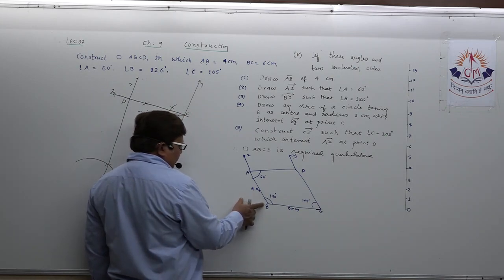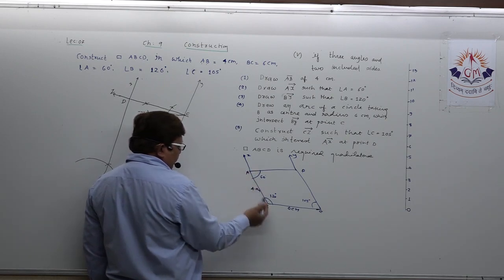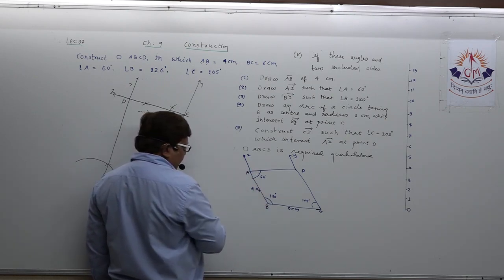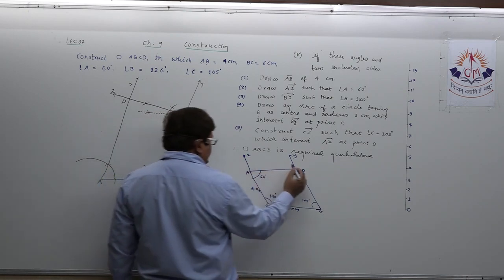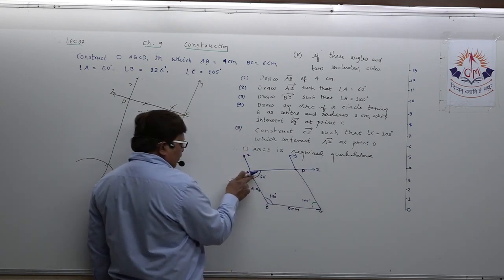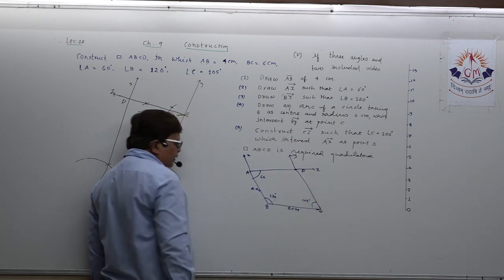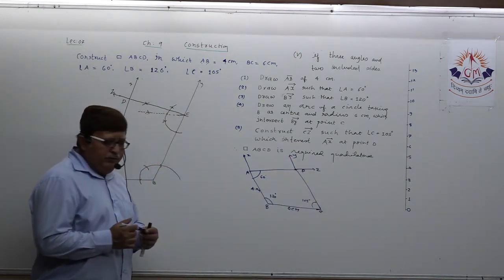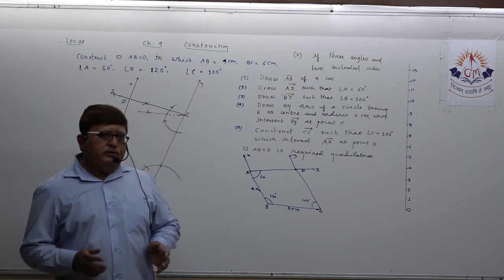Then centering at B, taking an appropriate radius, draw an arc of a circle to intersect ray BX and get point A. And now, dear student, here construct ray AZ so that angle A becomes 60 degree. This ray intersects CY at point D. So this way, if you have drawn the construction, there may be some minute variation in the steps.